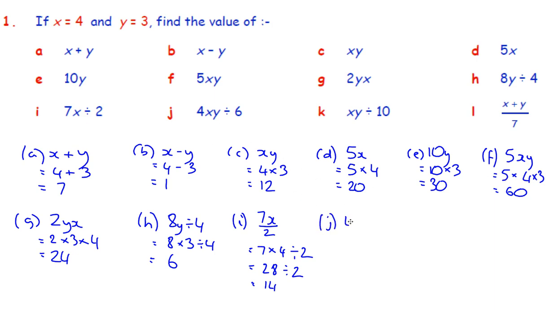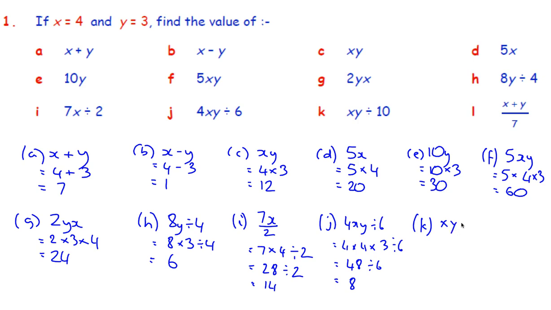We've got 4xy divided by 6. So that's 4 multiplied by x is 4, y is 3, and we have to divide our answer by 6. Okay, so there's nothing more important, multiplying and dividing. Because they're the same, we do it from left to right. 4 times 4 is 16, and 16 multiplied by 3 is 48. So I'm going to do that, and then I'm going to write down my divided by 6. And 48 divided by 6 is 8.